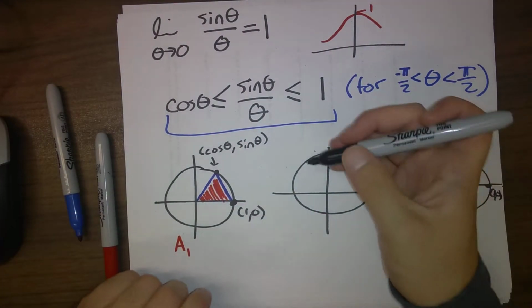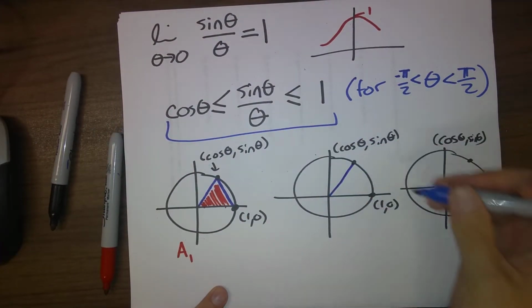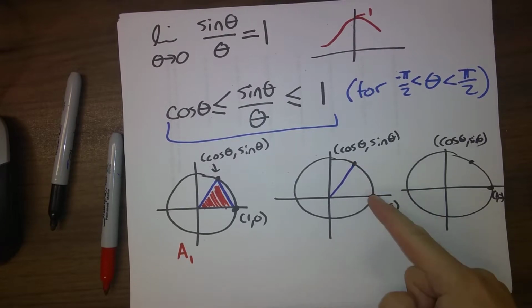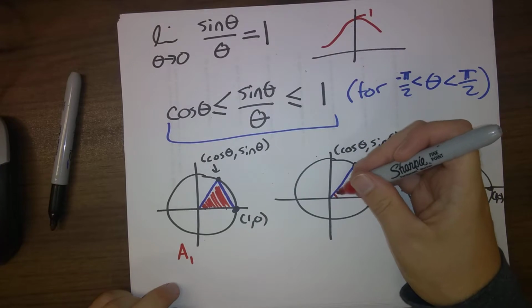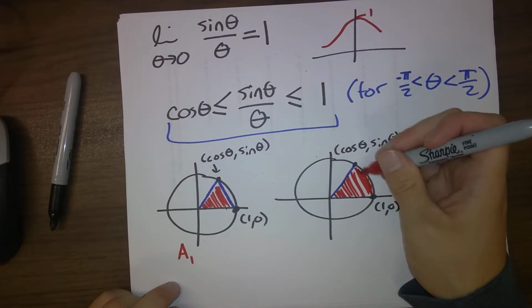The second one is going to draw the same line from the origin to cosine theta, sine theta, but instead of drawing a line from here to (1, 0), I'm going to shade in the entire pie slice.